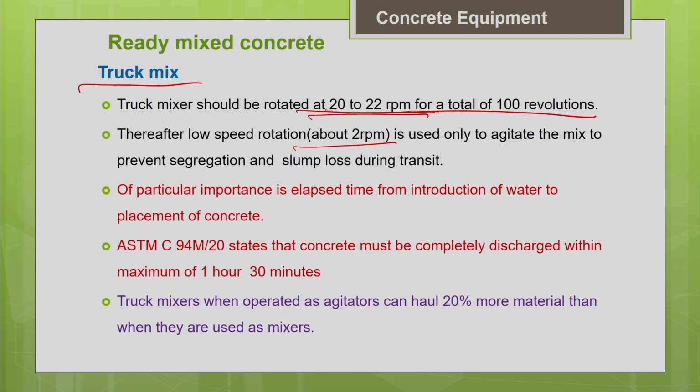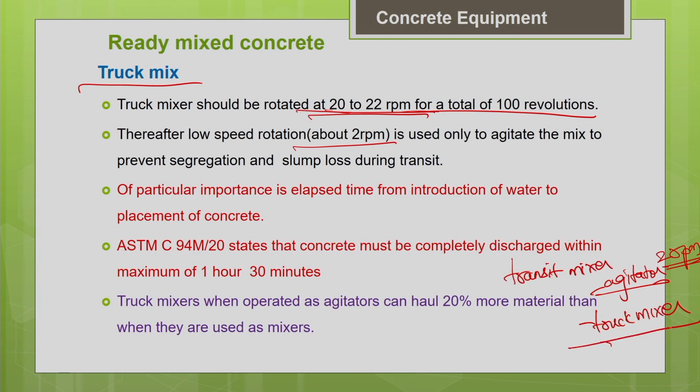Okay. So, this transit mixer can be used as an agitator or as a truck mixer. If you are using it as an agitator, the main function of the agitator is just to agitate the concrete and prevent the slump loss and the segregation. So, there you need a speed of only say 2 RPM, but if you are going to prepare the concrete only inside the truck, you have to rotate at a speed of 22 RPM for 100 revolutions. Okay. So, that is what is the manufacturer recommendation, to get a homogeneous mix.